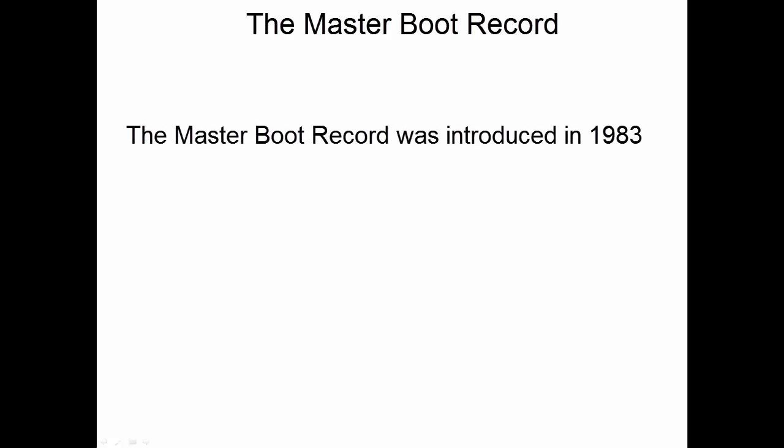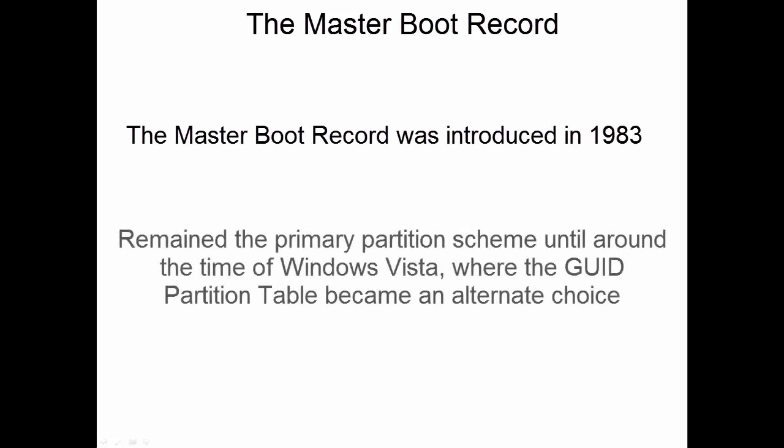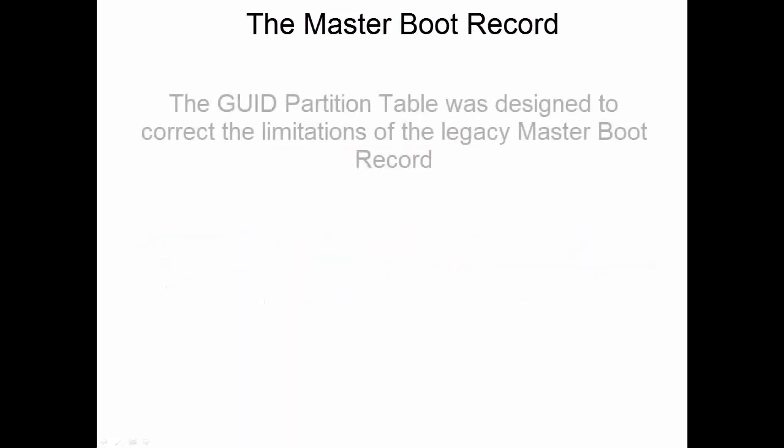The master boot record was introduced as a partition scheme around 1983. It has been the primary partition scheme until around the time of Windows Vista, when a new scheme called the GUID partition table became an alternate choice. The GUID partition table was designed to replace the legacy master boot record.